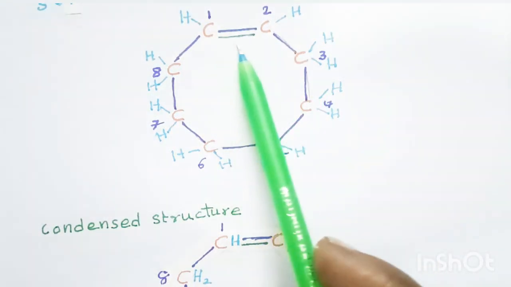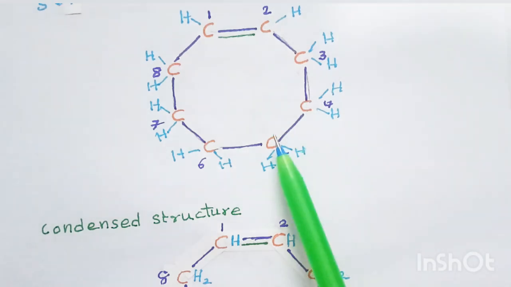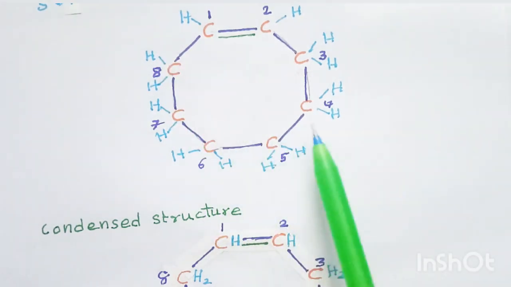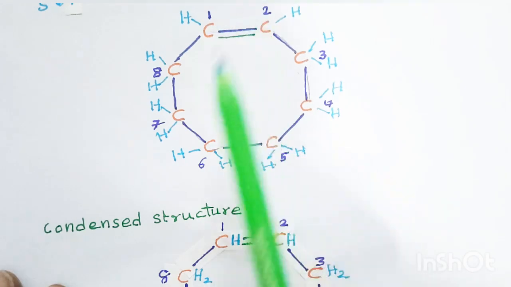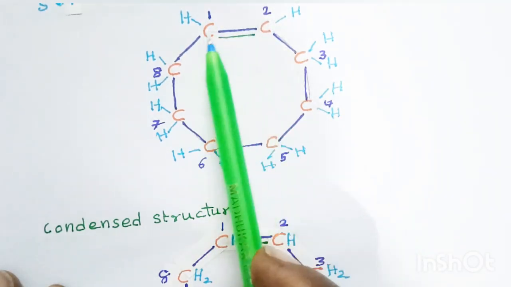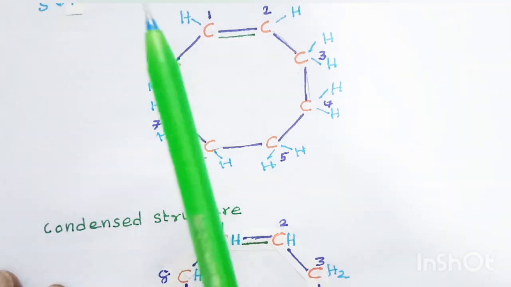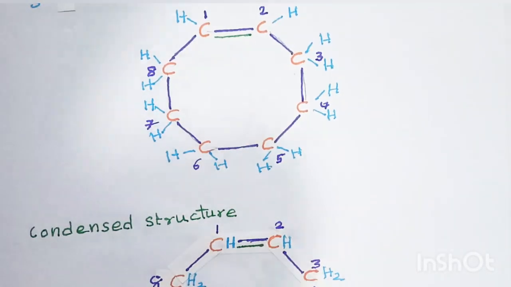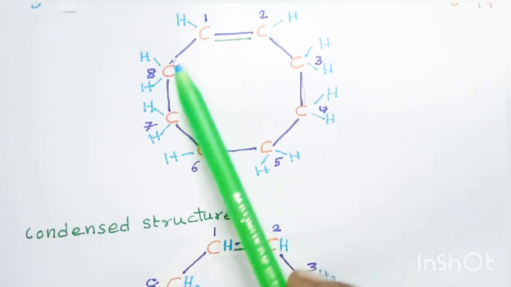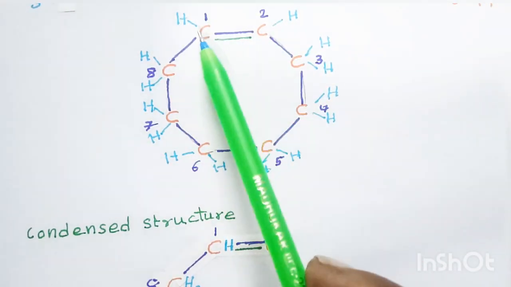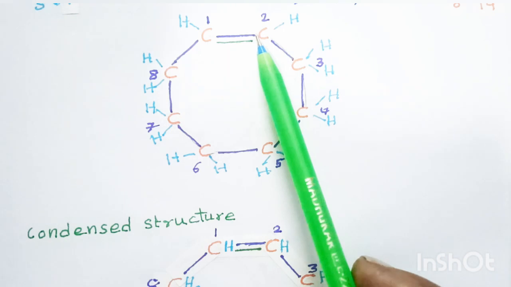So we draw a ring, octagonal ring with 8 carbons. 1, 2, 3, 4, 5, 6, 7, 8. And we draw a double bond between any 2 carbon atoms and we give them the number 1 and 2. Here these carbon atoms are given 1 and 2 because there is a double bond between them. Subsequently this will become 3, 4, 5, 6, 7, 8. So of the 8 carbon atoms, 1 and 2 are having a double bond and a single bond with other carbon atoms. So each of carbon 1 and 2 has 3 bonds.